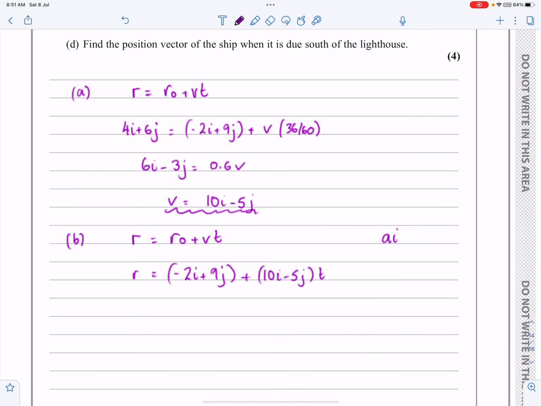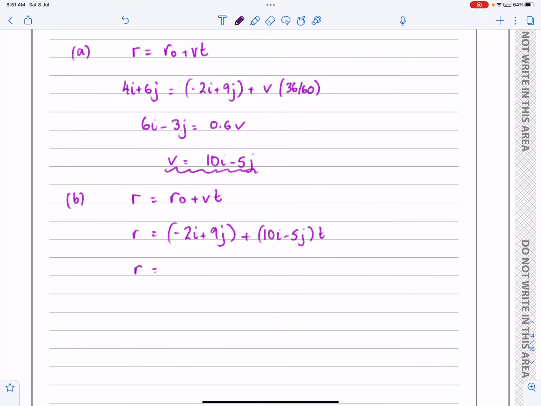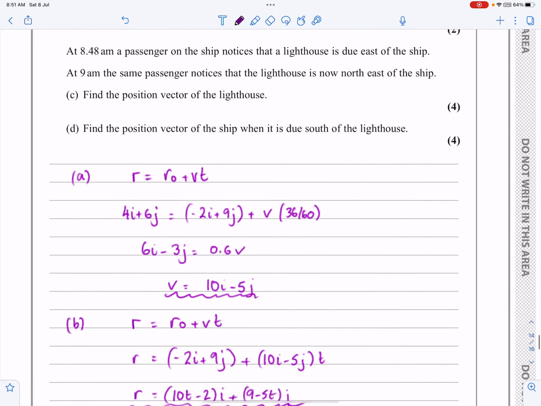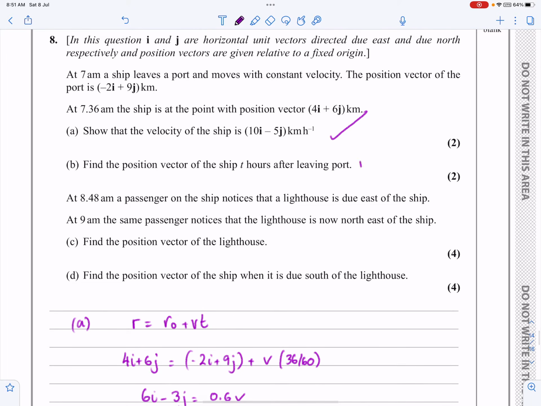I'd like to have it in the form ai plus bj, simply because I'm going to be working with it in a minute. It's easier to have it as a simplified form. So you would get marks for that, but I'm just going to go one step further and say, what have I got with the i's? I've got 10t minus 2 lots of i, and I've got 9 minus 5t lots of j there. So that's part A done, that's part B done.